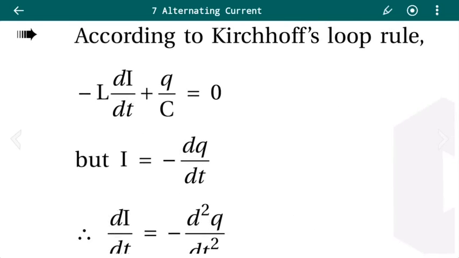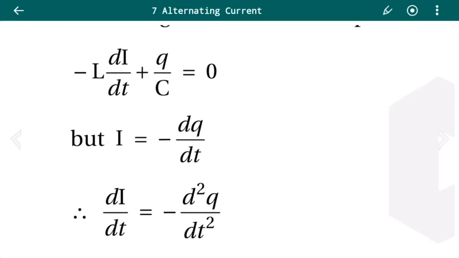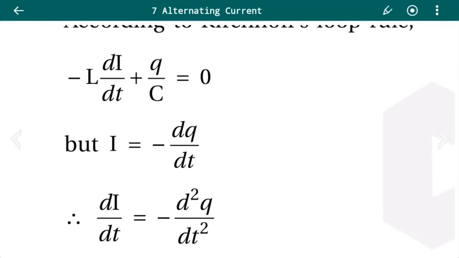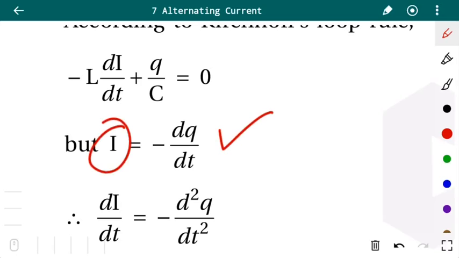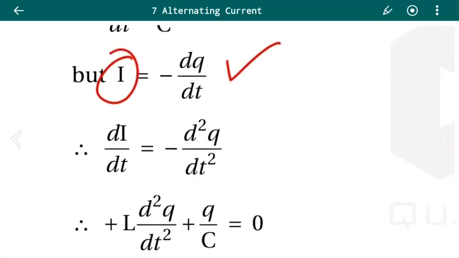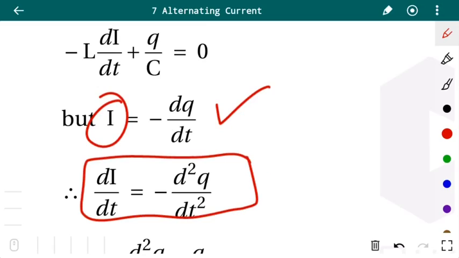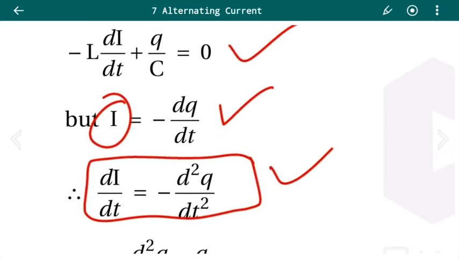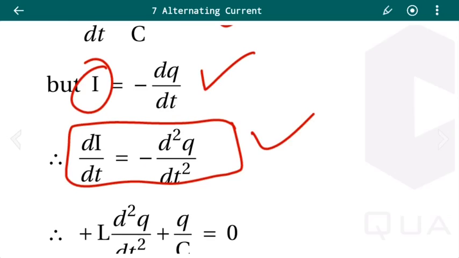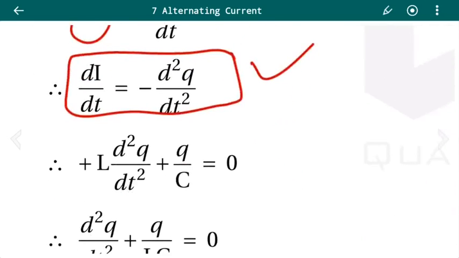But here we know that I equals minus dq by dt. Again taking the derivative of I with respect to t, we get di by dt equals d by dt of minus dq by dt, that is equal to minus d square q upon dt square. Using this di by dt in the equation, we get minus L into minus d square q upon dt square plus q by C equals 0.